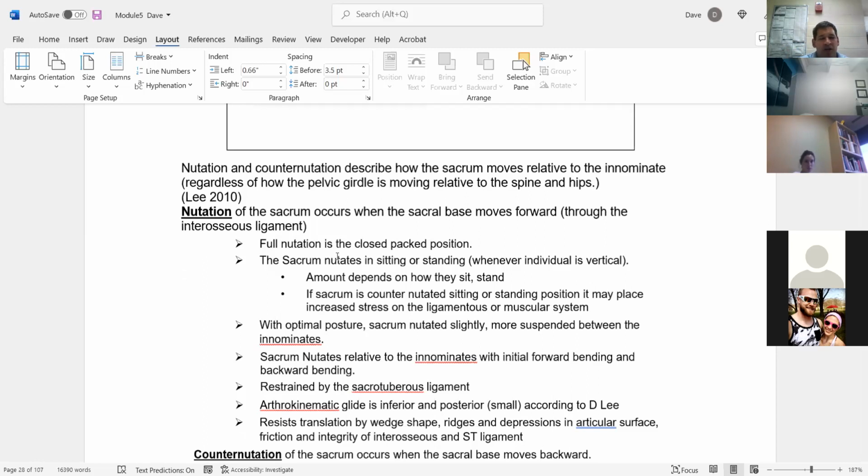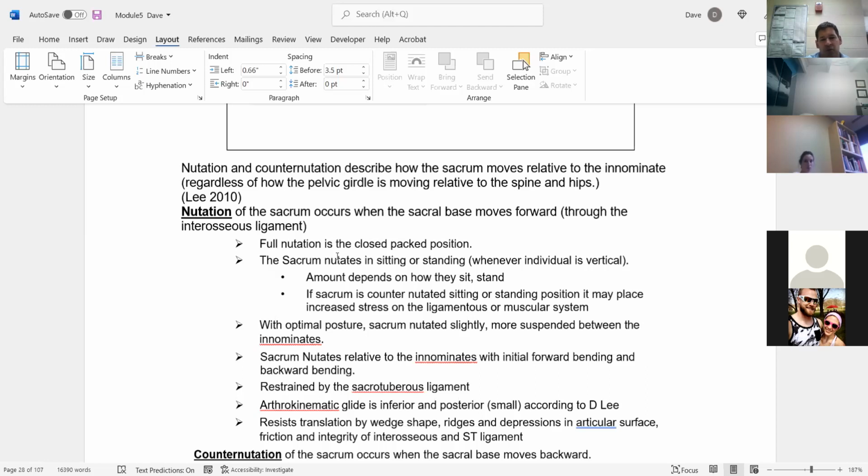So nutation is when the sacrum, if you think of it just being rocked forward, is gliding forward within the innominate. And if it's full at its end range, it's closed packed. But for most standing and loading activities, it's going to be in some level of nutation versus counternutation, which would be the closed packed position of that joint.